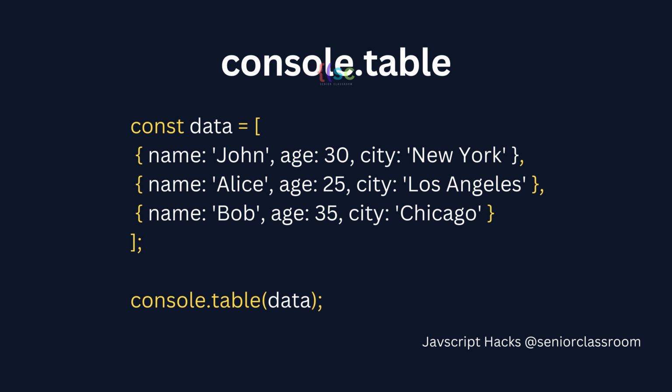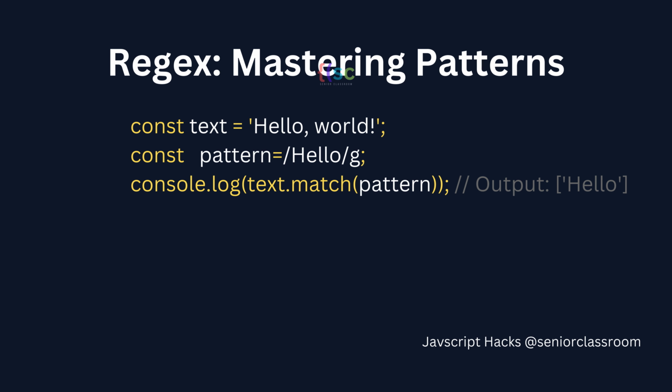Next is the console.table method. The console.table method in JavaScript displays tabular data in a visually structured table format, making it easier to read in the browser's console. This JavaScript snippet demonstrates the use of the match method with a regular expression pattern.